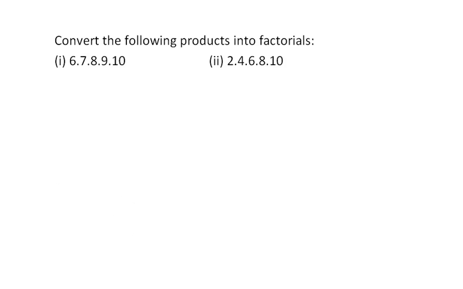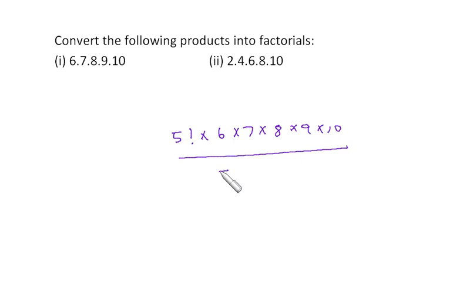Now in this question, convert the following products into factorial. Let's do that. It is 6 into 7 into 8 into 9 into 10. So what we do, we multiply it by 5 factorial and divide it by 5 factorial, right? So it's 5 factorial into 6 into 7 into 8 into 9 into 10, and we divide it by 5 factorial. Now 5 factorial is what? 1 into 2 into 3 into 4 into 5. Then we have 6 into 7 into 8 into 9 into 10. So what will it be? 10 factorial, and in the denominator we have 5 factorial, right? So we converted this product into factorial very easily, right?